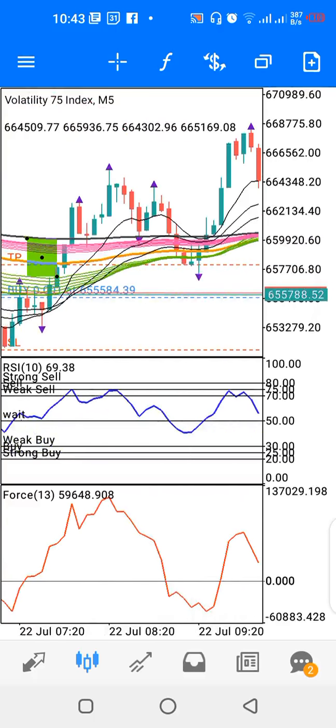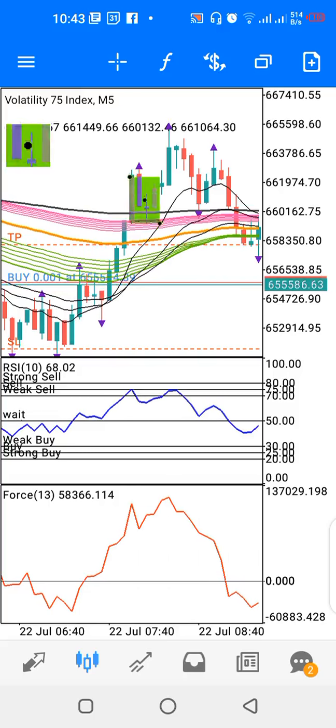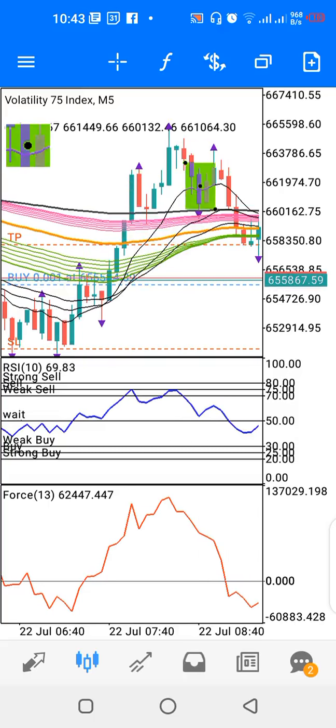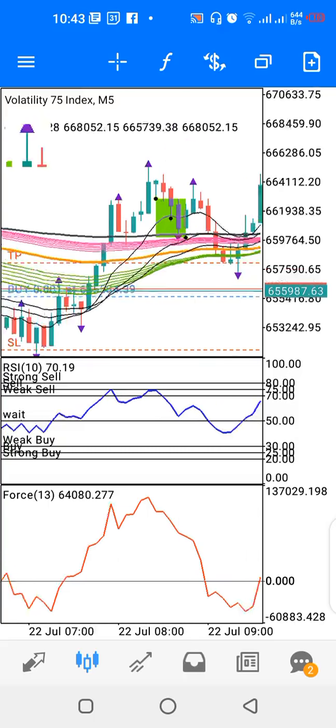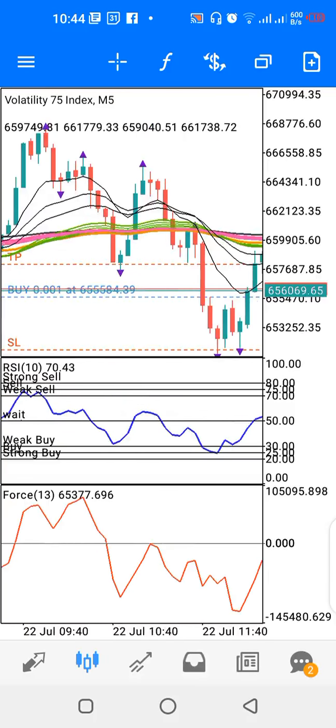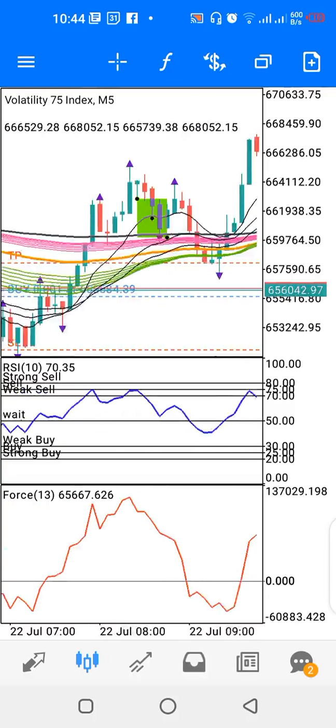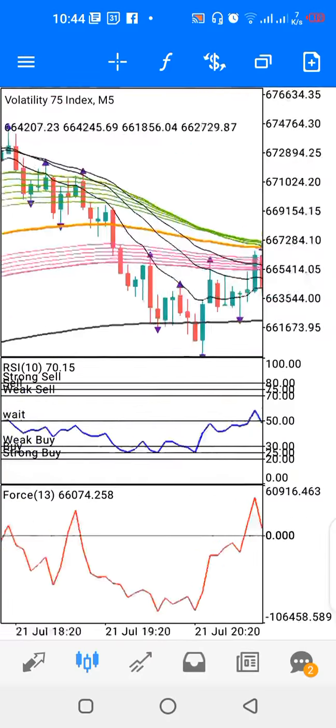But if you see what happened here, it pops up above all the moving averages. When it does this, you have to wait for the three black lines to come up above the moving averages before you decide to buy or sell. Now that's that for the buying and the selling.